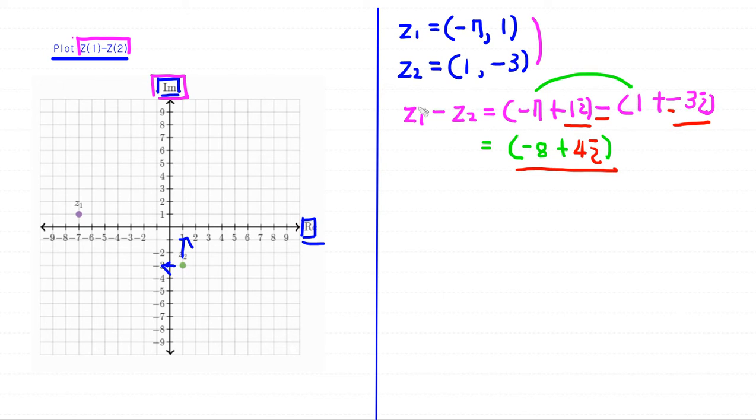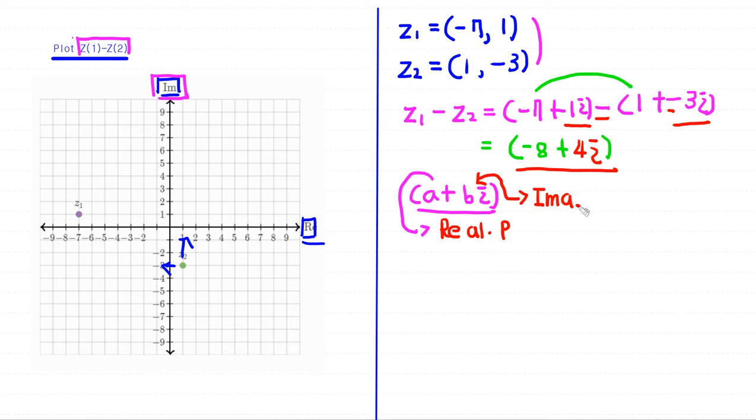And we can make it into the form a plus bi. We can make it into that form, where a is equal to the real part, and bi right over here is equal to the imaginary part. So we could have made it into this form right over here.